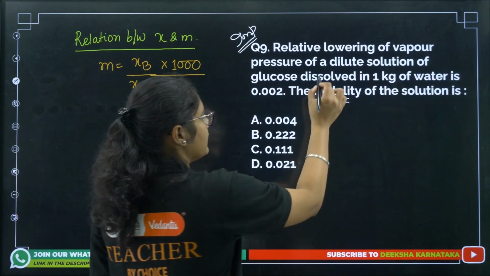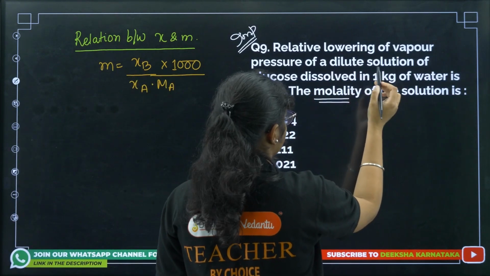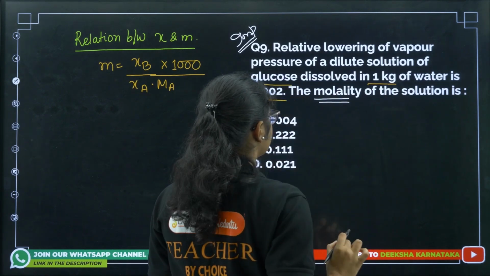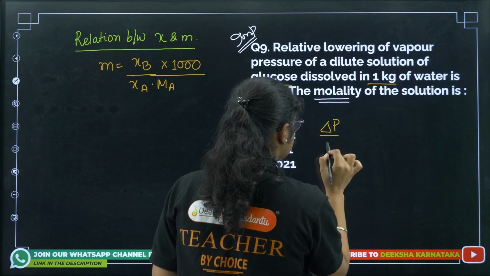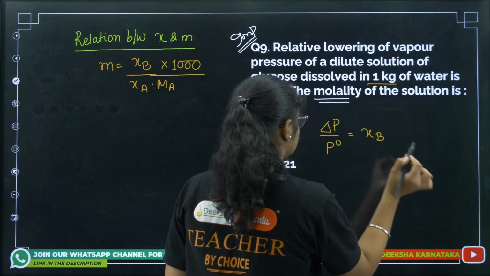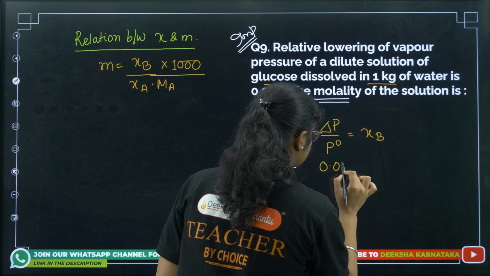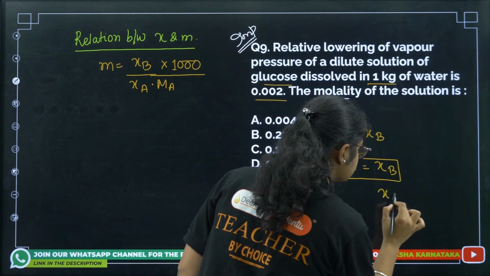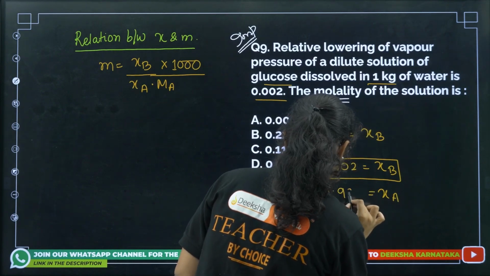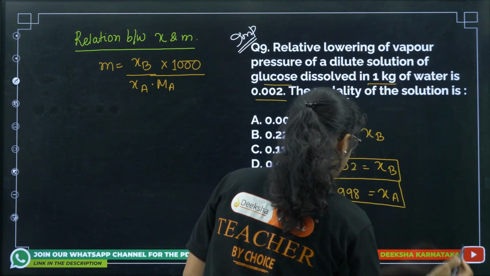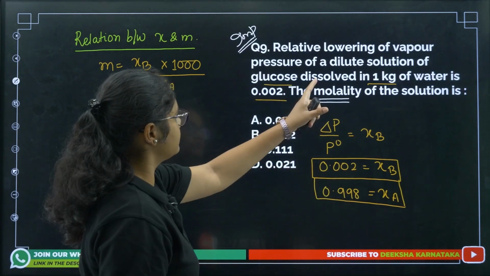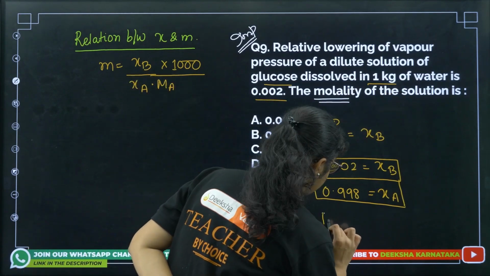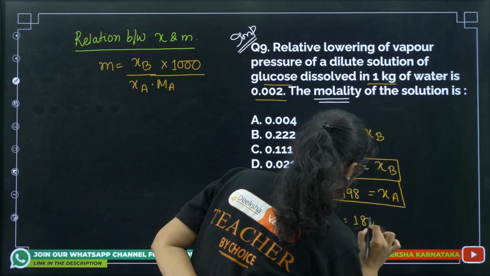Now let us see the question. Relative lowering of vapor pressure of a dilute solution of glucose dissolved in 1 kg of water is 0.002. So I can say relative lowering of vapor pressure is this much. This is the formula, right? So relative lowering of vapor pressure is 0.002, that means I got the value of XB here. Can I not get XA from here? XA will be 0.998, right? Dilute solution means it is a solution of water, 1 kg of water. So I have the molar mass of water also, that is 18 gram per mole.